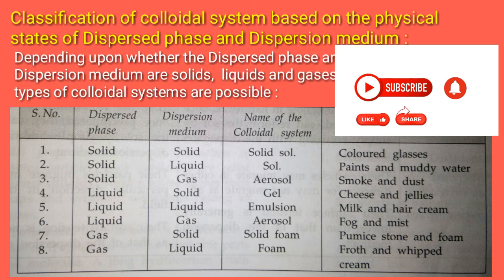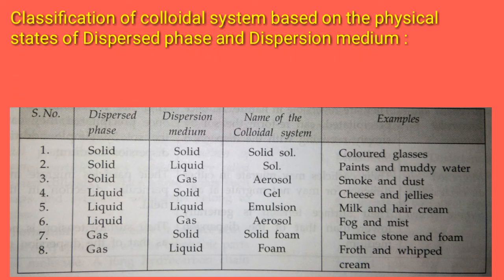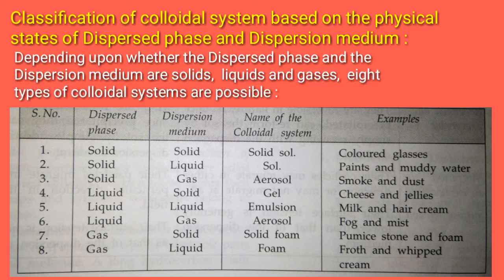The seventh type of colloidal system is solid foam. In solid foam, the dispersed phase is in gaseous state and the dispersion medium is in solid state. Examples of solid foam are pumice stone and foam rubber. The last, eighth type of colloidal system is foam. In this colloidal system, the dispersed phase is in gaseous state and the dispersion medium is in liquid. Froth and whipped cream are examples of foam.